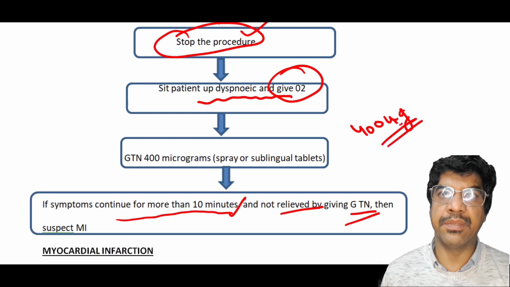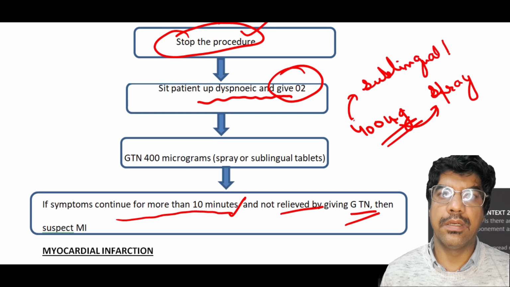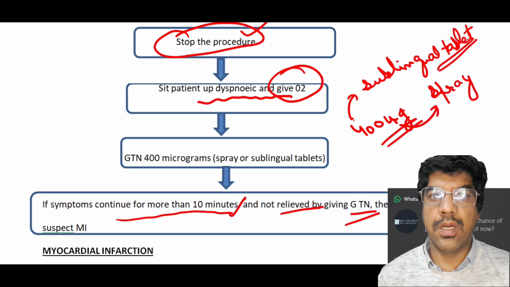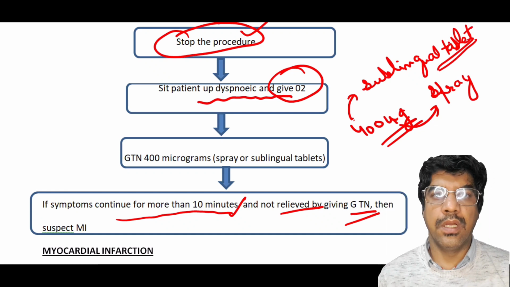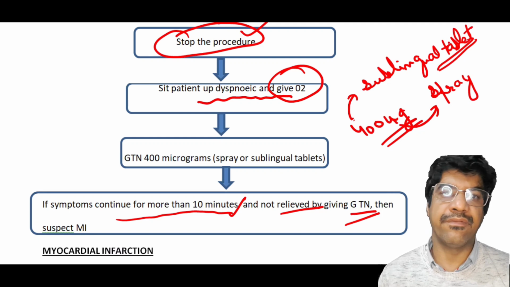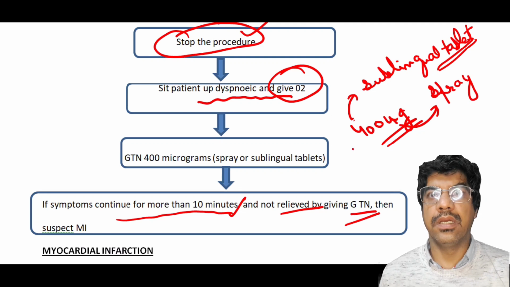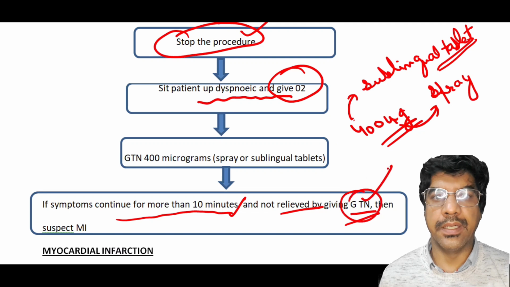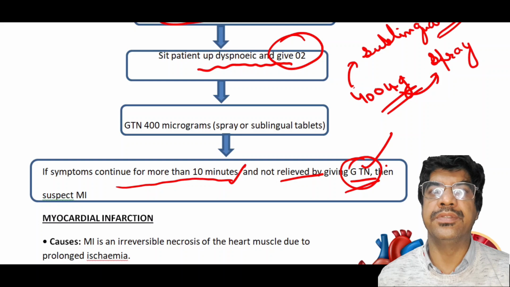It can be given as a spray, or in the form of a sublingual tablet. Apart from that, you have to continue to check the patient's symptoms. If the patient's symptoms persist or worsen after 5 minutes, you can give additional glyceryl trinitrate. The other condition is coronary artery occlusion.